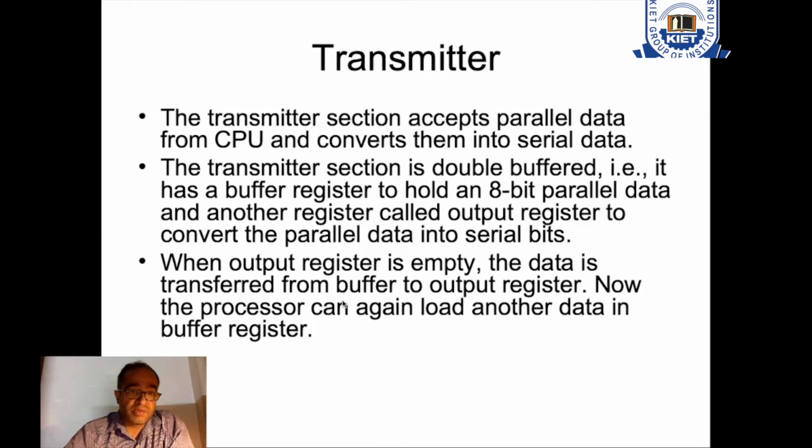Now coming to the transmitter section. It accepts the parallel data from the CPU and converts it into serial data. The transmitter section is double buffered. That is, it has a buffer register to hold 8-bit parallel data and another register called the output register to convert the parallel data into serial bits. When the output register is empty, the data is transferred from the buffer to the output register. Now, the processor can again load another data into the buffer register.